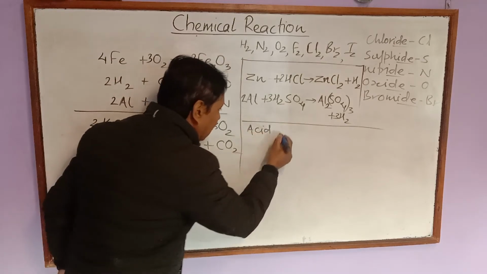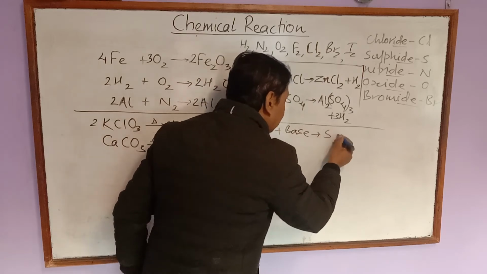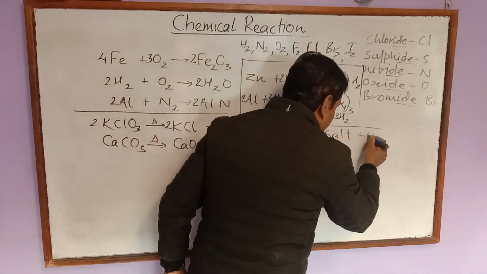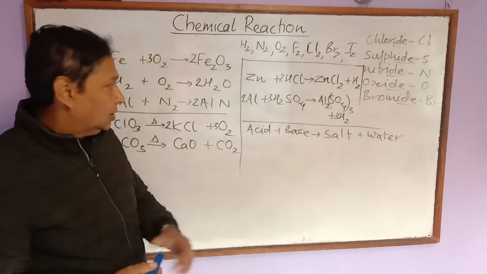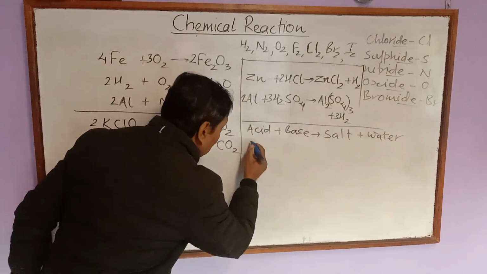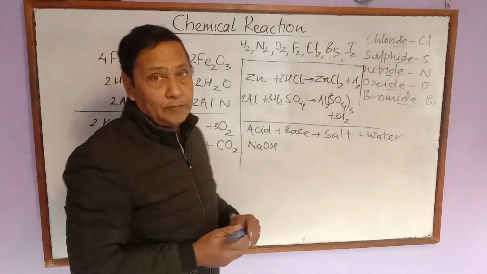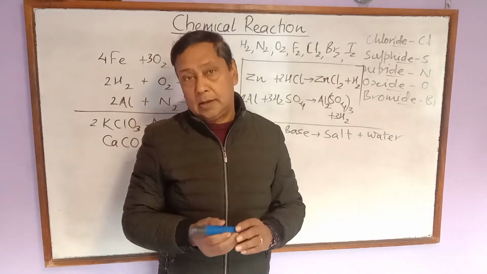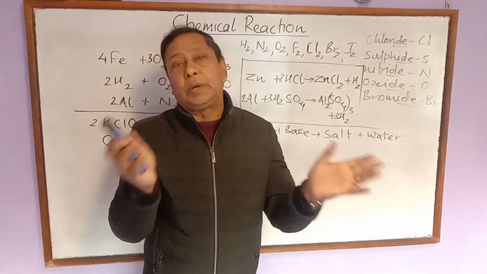Acid when reacts with base, then what happens? Salt forms and water forms, nothing other than salt and water. Now let's take an example. Sodium hydroxide; metallic hydroxides are bases. If you are told or not, I don't know, but metallic oxides and metallic hydroxides are bases.